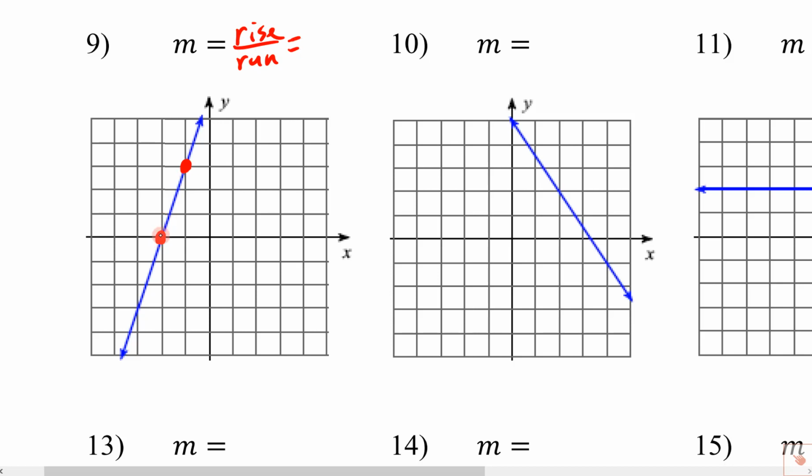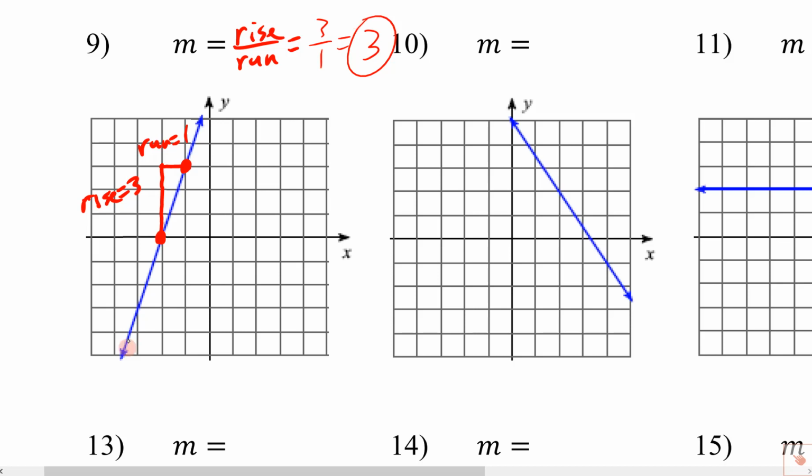So we're going to go from here to here. So I'm going to go up, I'm going to rise, and then I'm going to run. So the rise on this one is, let's see, 1, 2, 3. And the run is 1. So let's see, we've got a rise of 3, a run of 1, so the answer on this one is 3. So the slope on number 9 is 3.